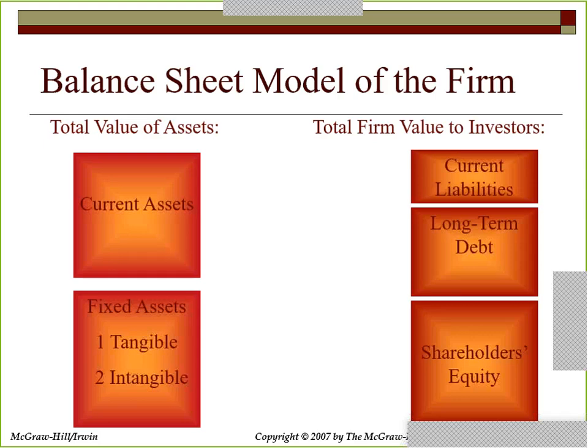You've got current assets, you've got fixed assets, both tangible and intangible. You've got current liabilities, long-term debt, and shareholders' equity. The beauty is the left side in aggregate equals the right side in aggregate. So there's a little bit of a balancing process there, thereby giving it the name, the balance sheet.